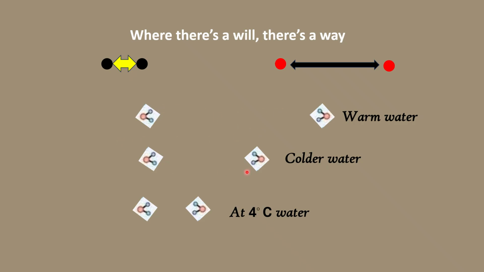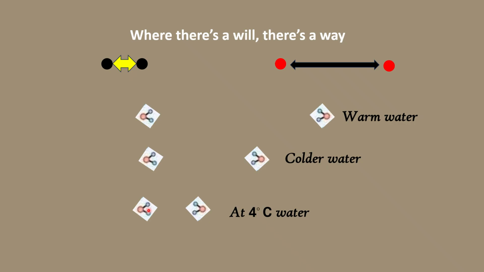The smallest distance of separation between molecules happens in the case of water at 4 degrees Celsius. At 4 degrees Celsius, the water molecules are at the closest possible distance. They can't get any nearer. No further reduction of distance between molecules is possible. Now, what will happen if you reduce the temperature further? The molecules cannot get any closer.